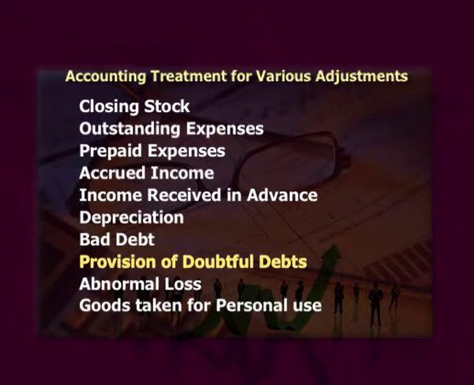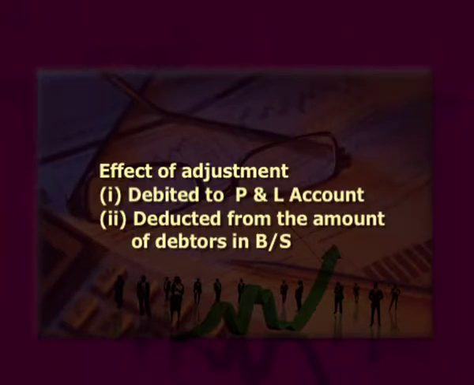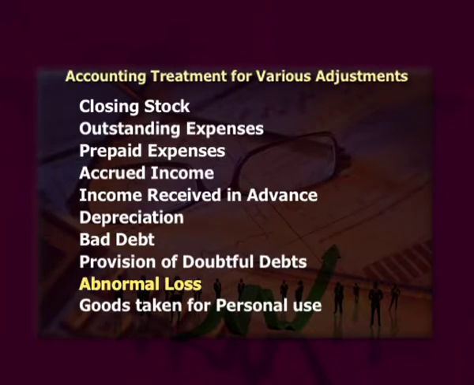Provision for doubtful debts. It is a provision set aside for meeting any loss of bad debts that may arise in future. Adjustment entry: P&L account is debited to provision for doubtful debts account. Effect of adjustment is it is debited to P&L account and deducted from the amount of debtors in balance sheet.